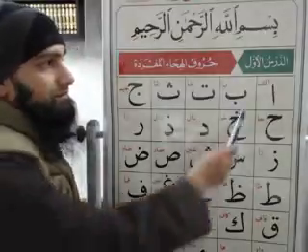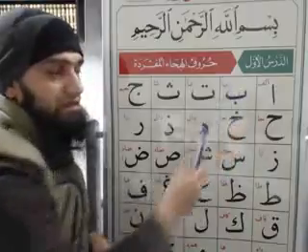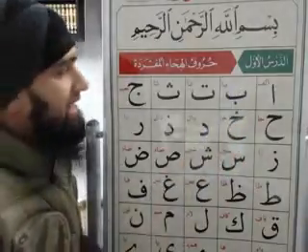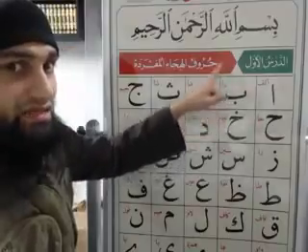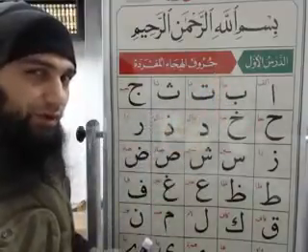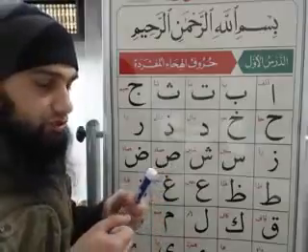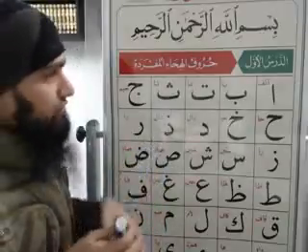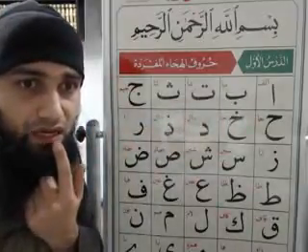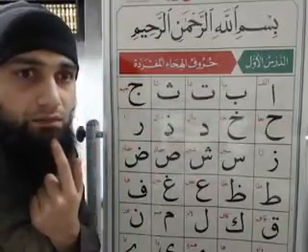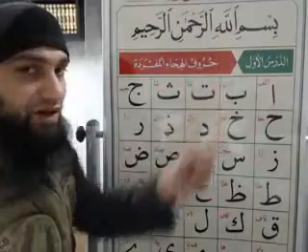Next letter is the letter Ba. Now you see the letter Ba, if you look at the name of it, it ends with Alif. We said the Alif is used for what? Does it have a sound? No, it is the only letter that doesn't have a sound, but it is used for stretch. So this letter, the sound is B, comes from the lips. It is elongated, it is stretched because of the Alif following it.